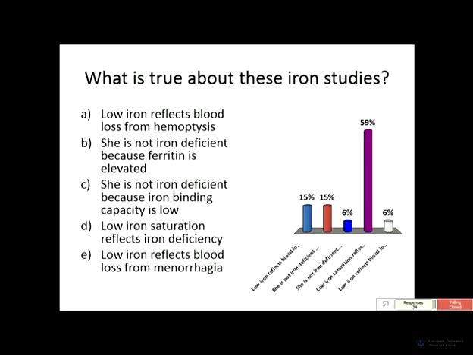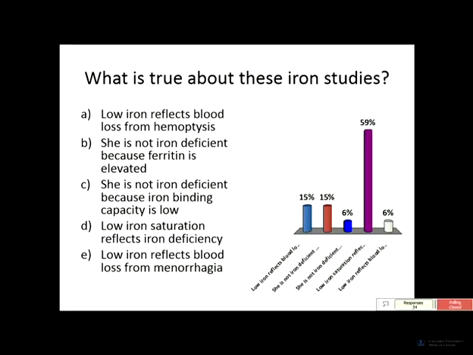Iron saturation by itself, which is iron divided by iron binding capacity, is not such a good test for looking at someone's iron stores, because the iron binding capacity will go up in iron deficiency, but it can be suppressed in anemia of chronic disease. This patient had low iron binding capacity because she had an inflammatory disease. And so the 20 divided by 200 gave you a 10%, which is a low iron saturation, but both the iron and TIBC were suppressed and won't give you an accurate measure of the total body iron.